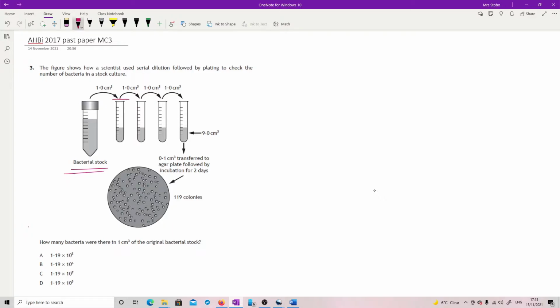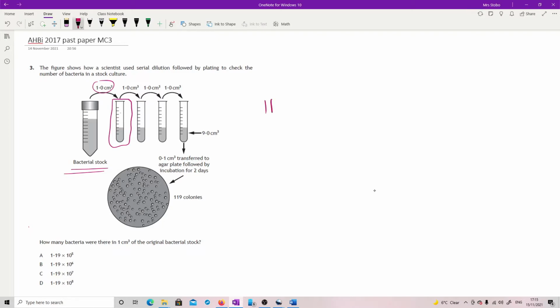So really what we're saying is we just need to get to here. We don't need to do another move back the way. Because if we go all the way back to the bacterial stock, you're putting in another dilution. It just wants the 1 centimetre cubed. So it's this one here. So I need to get back to this.